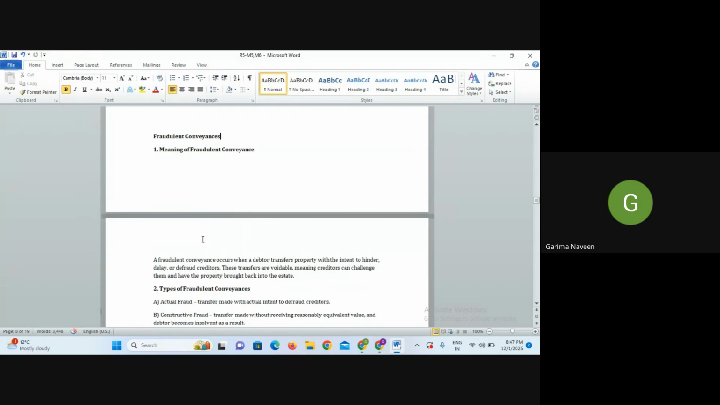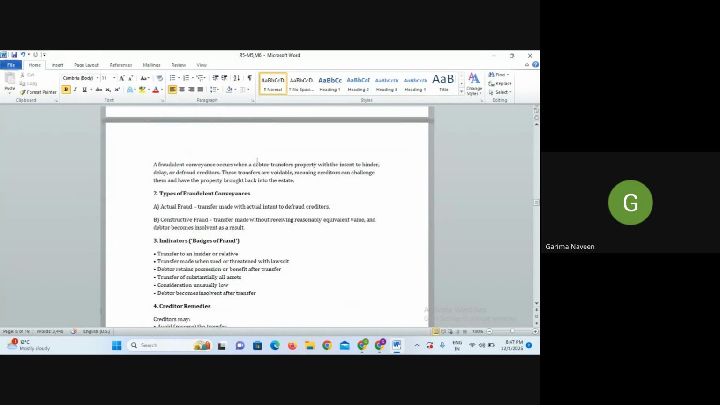Next is fraudulent conveyance. The meaning of fraudulent conveyance here is when a debtor transfers property with the intent to hinder, delay, or defraud creditors. This transfer becomes voidable by the court. It means the creditor can challenge it and have the property brought back into the estate.